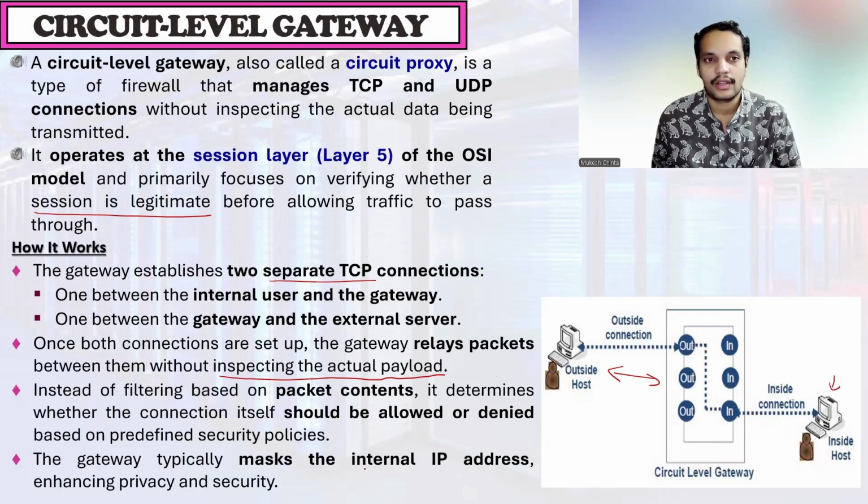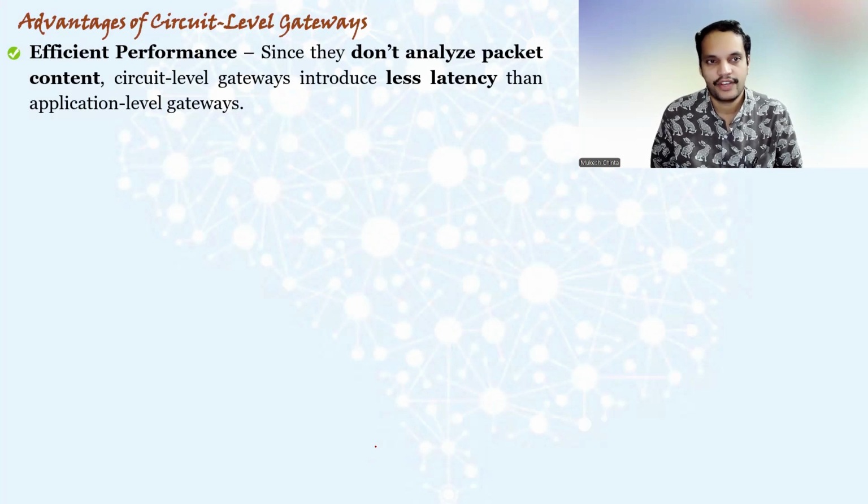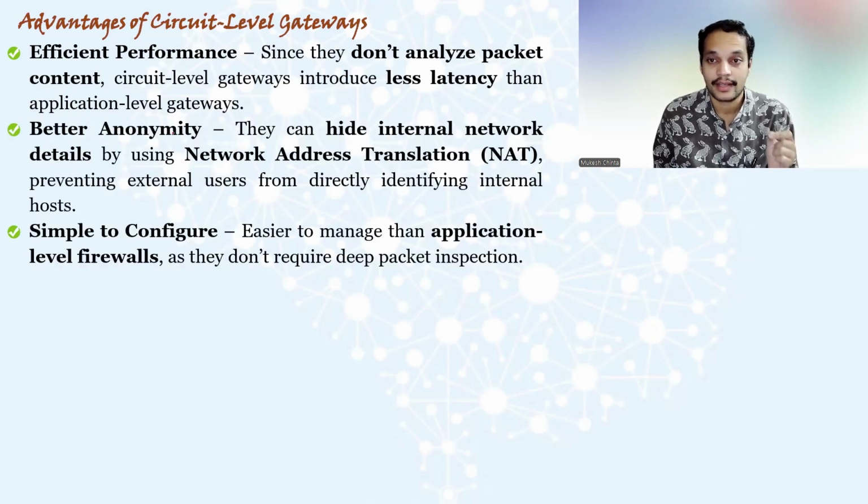Now let us see what the advantages of going for the CLG are. First one is efficient performance. Because they don't analyze packet content, they introduce very little latency compared to application level gateways. That means they do not degrade network performance and they are quite fast. Next, as I told you, they can mask the internal IP addresses, so it provides better anonymity. They can hide the internal network details by using NAT, or network address translation, preventing external users from directly identifying the internal hosts. Third one is simple to configure. This is much easier to manage than the application level firewalls because they don't require deep packet inspection.